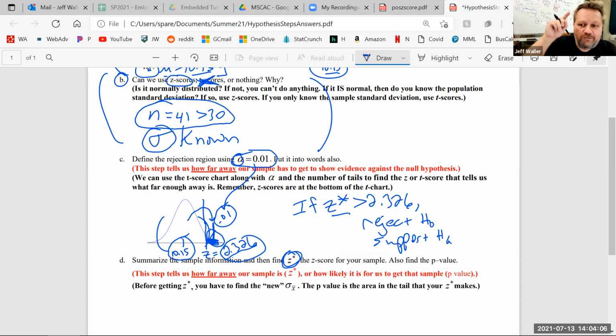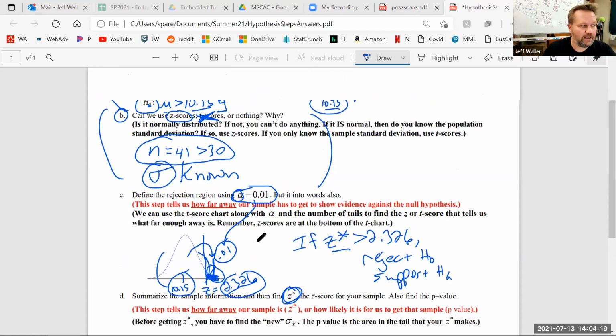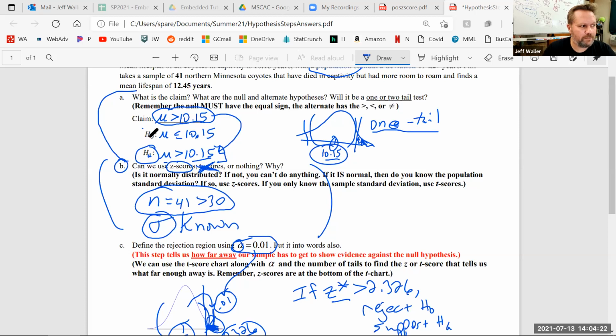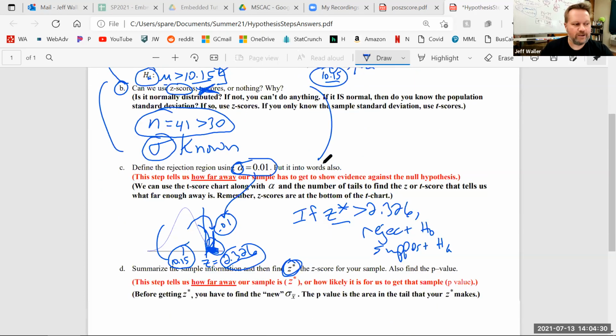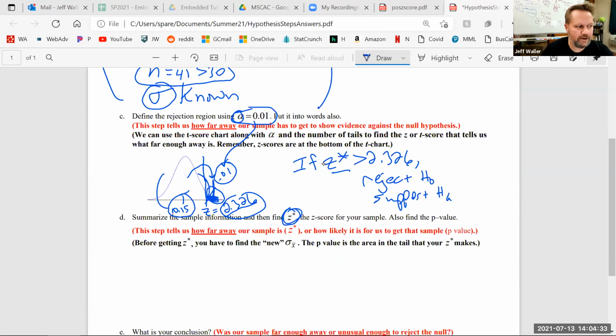So if this is correct, that would be really unusual to find a sample there. If we do find a sample there, what does that say about anybody that thinks that it equals 10.15? That they're wrong. Which one of these thinks it could equal 10.15? That one, the first one. So if we make it into this area right there, that is evidence that we can reject the null hypothesis.